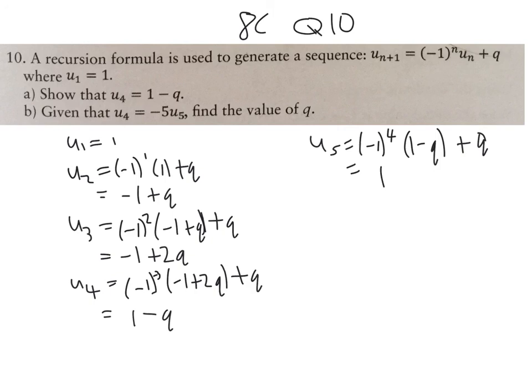is 1. We then use that fact that they've given us, that u4 equals minus 5 u5. What is u4? It's 1 minus q. Minus 5, what is u5? It is 1. So 1 minus q equals minus 5, so q would equal 6.